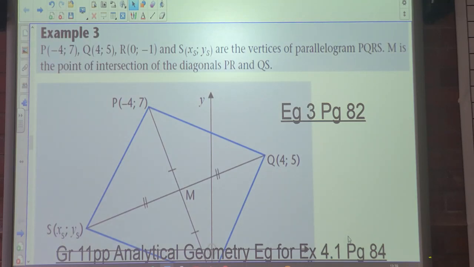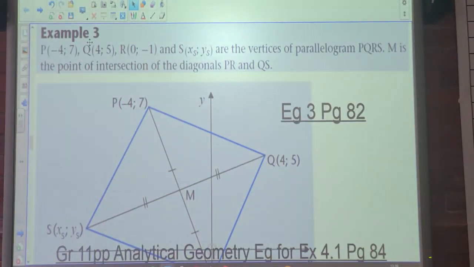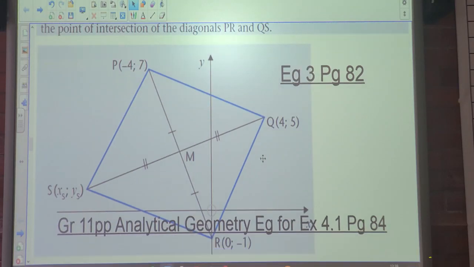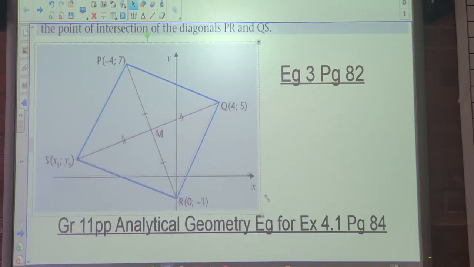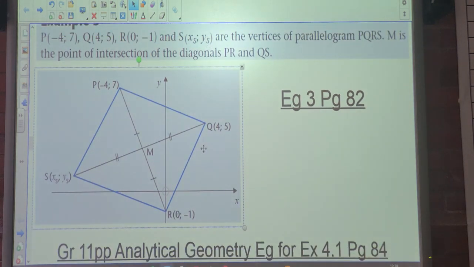Example 3. Example 3, we are told that P, which is (-4, 7), Q, which is (4, 5), R, which is (0, -1), and S, which is (Xs, Ys), are vertices of a parallelogram.